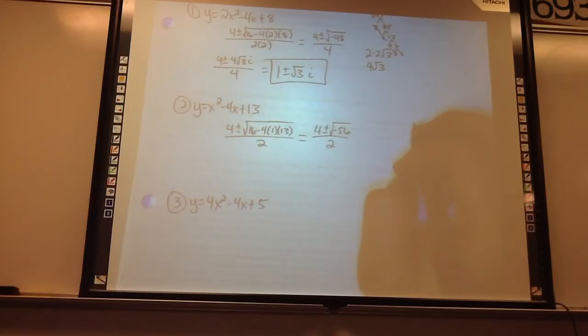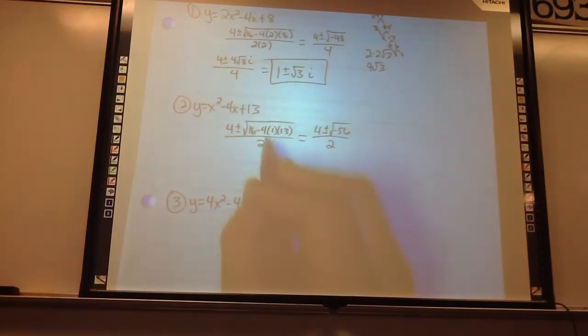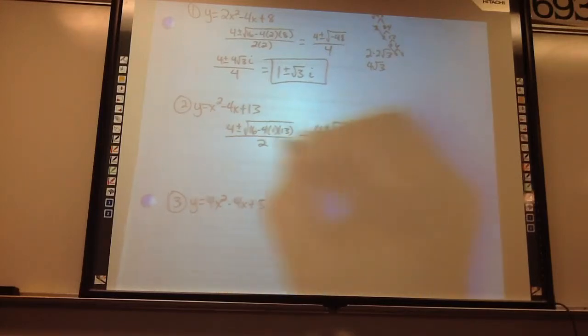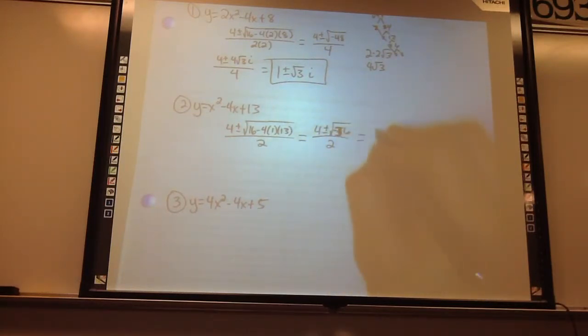Did I get it wrong? Yeah. 4 times 13 is 52. Oh, yeah, it's 52. 16 minus 52 is negative 36. Hey, that makes it easier. Square root of negative 36 is just 6i over 2. So you got 2 plus or minus 3i.